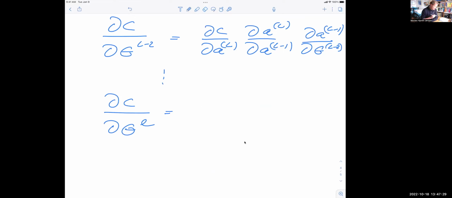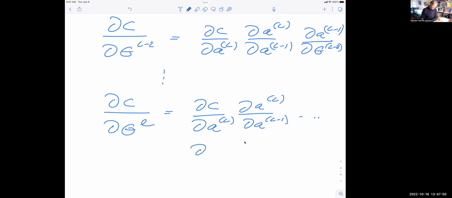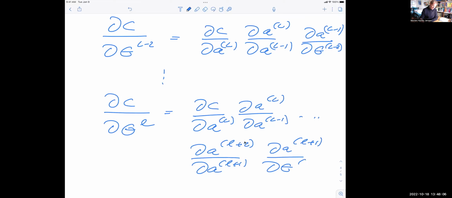I put the wrong subscripts and wrong indices. So we would start with dC of dA of L, and then we have dA of L of dA of L minus 1, and this continues all the way to dA of l plus 2, and then dA of l plus 1, and then finally dA of l plus 1 of d theta of l.